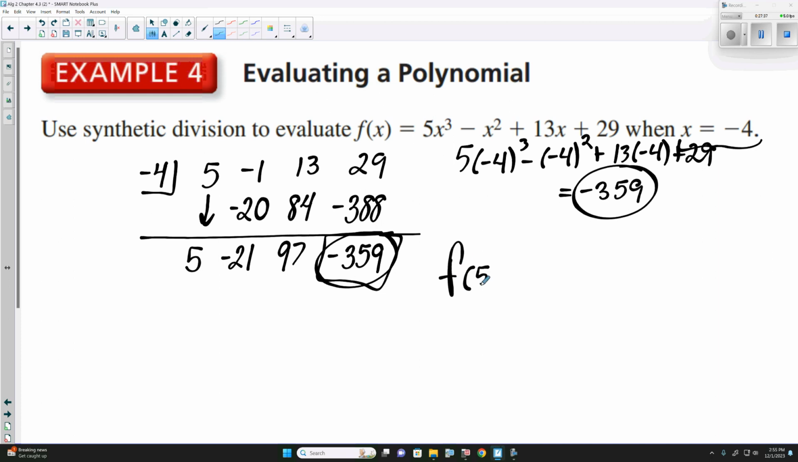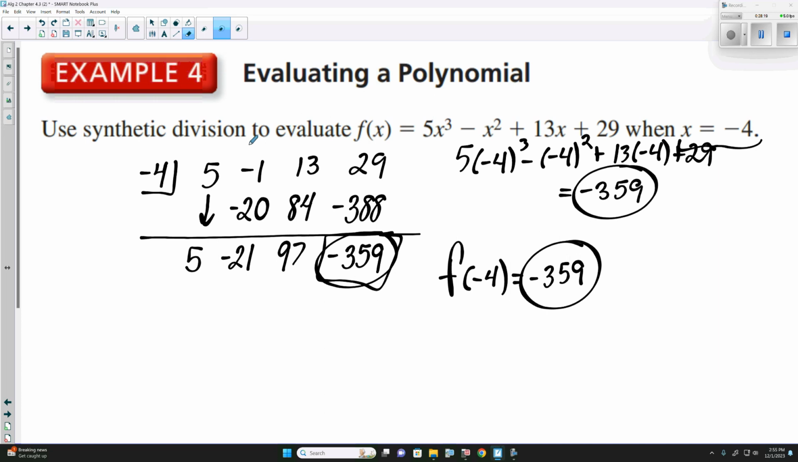So f of negative 4 is negative 359. So the value we get when evaluating, plugging it in for x, and the remainder we get when using synthetic division give us the exact same value, the exact same thing. It'll always give us the same value. Since here it's asking us to do it by synthetic division, I just do it by synthetic division so that we kind of see this.